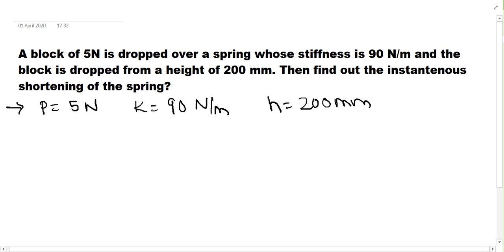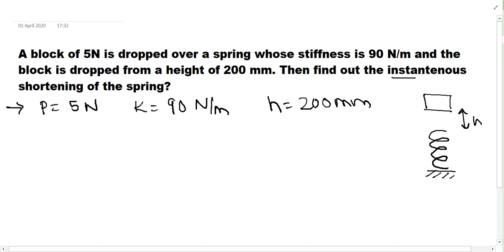Now this is the same problem of impact loading, as this block is there and it is falling on a spring. This height they have given. Now they have asked us to find the instantaneous shortening of the spring.